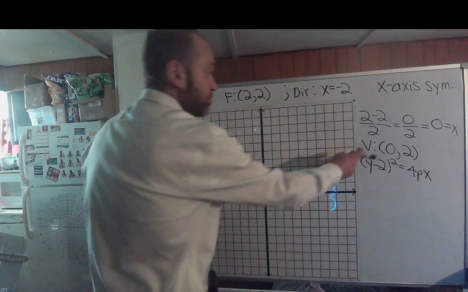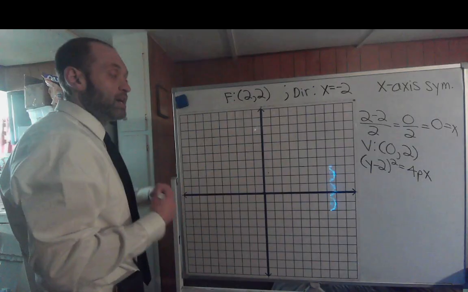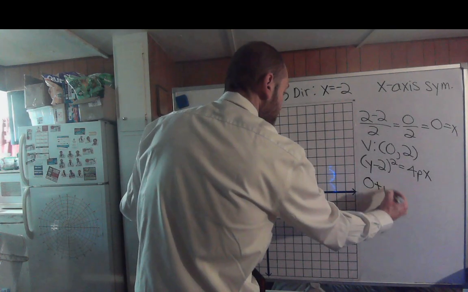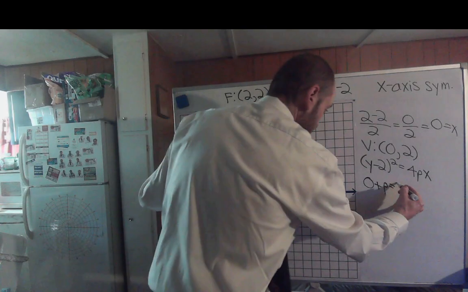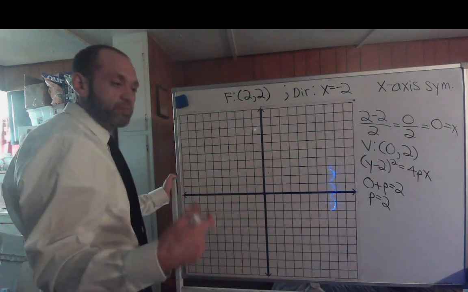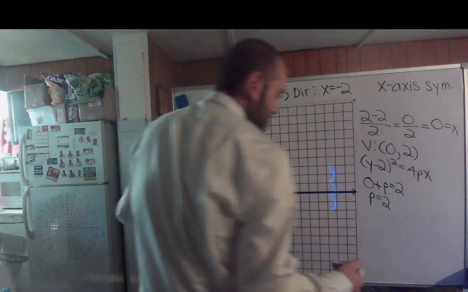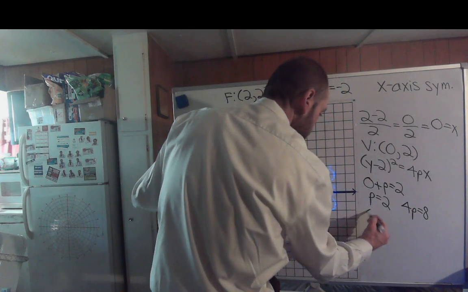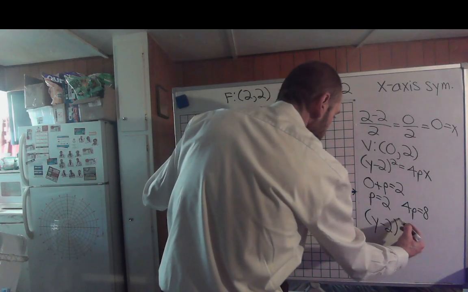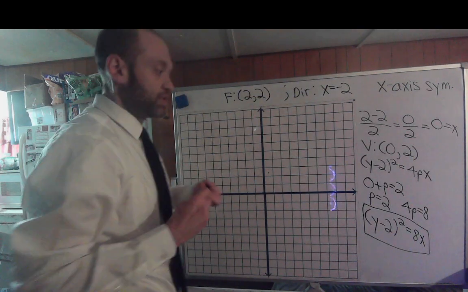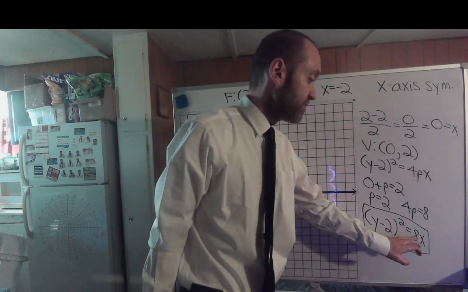Personally, I prefer to go to the focus because I'll get a positive p. So if I take the x-coordinate of 0 plus p, I'll get my x-coordinate of 2 for the focus. Well, that's a dead giveaway that p equals 2. Otherwise, I would have had a negative p and would have had to divide out a negative, which isn't as much fun. So 4p would equal 8. So the equation for this particular parabola is y minus 2 quantity squared equals 8x.